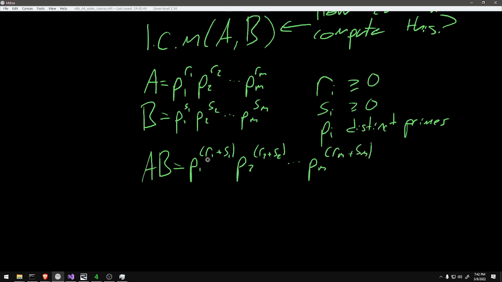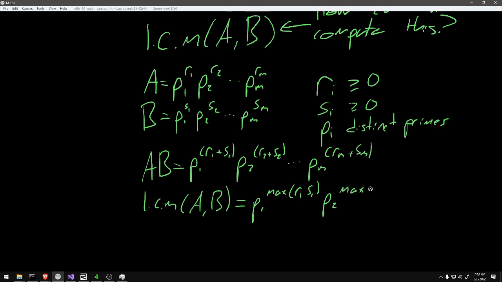And what we want to say is that this isn't quite right, because the least common multiple of A and B is when you go p1 to the max of r1 and s1, p2 to the max of r2 and s2, dot dot dot, pm to the max of rm and sm, right? Whichever one is bigger, we take it. So if they both happen to have the same power here, or the same base, we don't have to multiply them together. We just take whichever one has more.